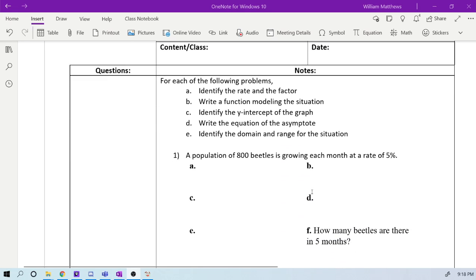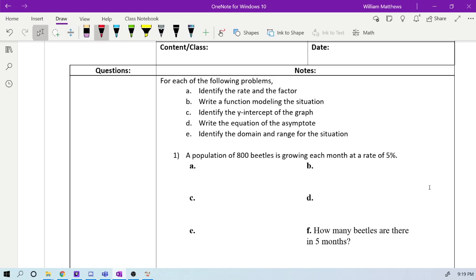So if we look at our first example, a population of 800 beetles is growing each month at a rate of 5%. Couple key parts here is understanding that we are growing, which is letting us know that this is a growth. It's already telling us the rate, and it tells us what we're starting with, 800 beetles.